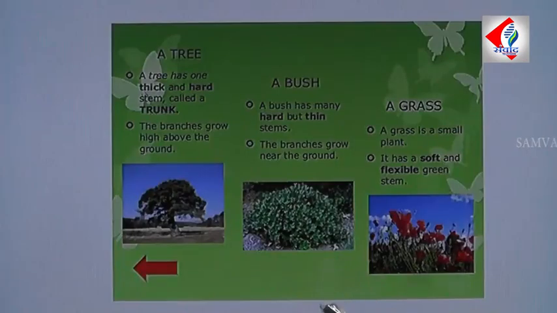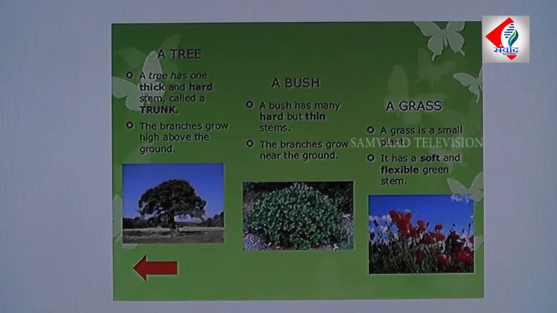Now I hope you've understood the three categories of plants. Let's just recapitulate. You can see a tree, you can see a bush or a shrub, and then you can see grasses. A tree has a thick and hard stem called the trunk. The branches grow high above the ground. A bush has many hard stems, but they are comparatively thinner. The branches of the stem grow near the ground.